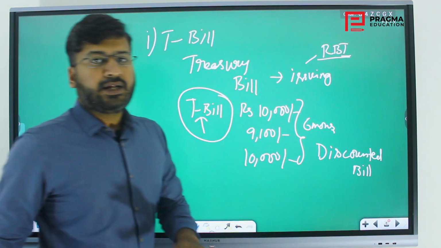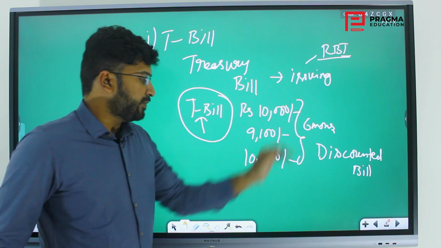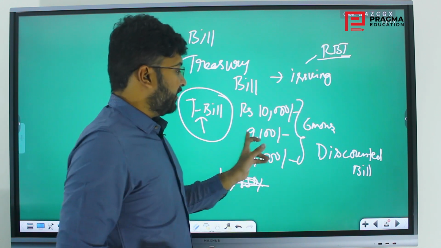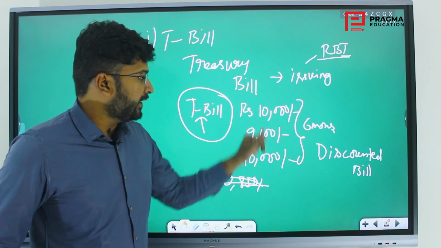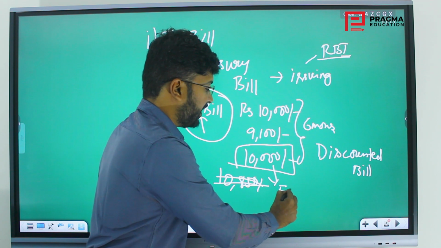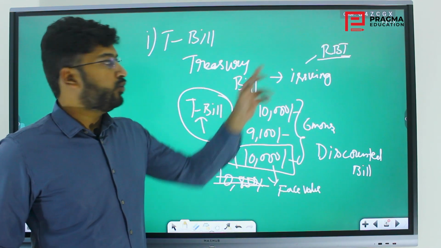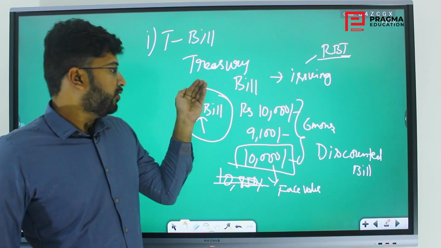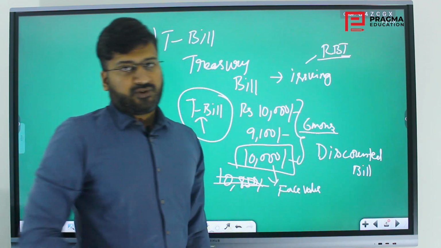This is a little technical thing. That bill will not be sold at 10,000 and after 6 months they will not pay 10,850 or something as an interest, but they will sell it at 9,100. Then after 6 months, including the interest, finally they will pay 10,000. This is called face value of the T-bill. Who issues? RBI. So I will pay this much amount to the government, government will issue me T-bill. There is a validity of 6 months for it.